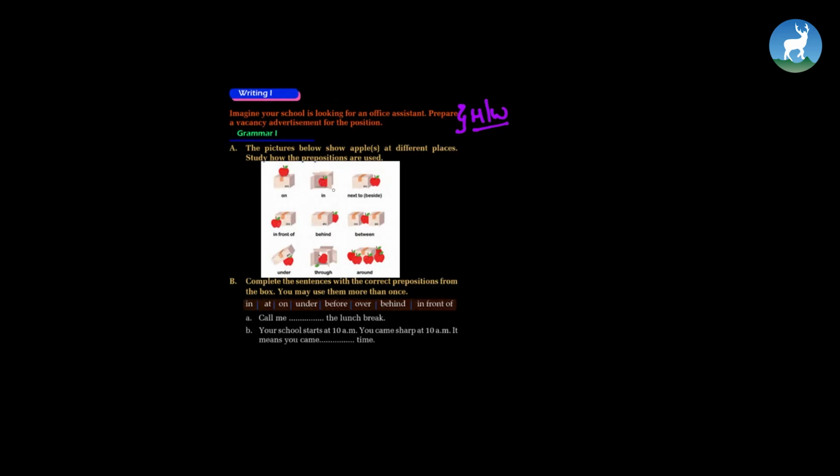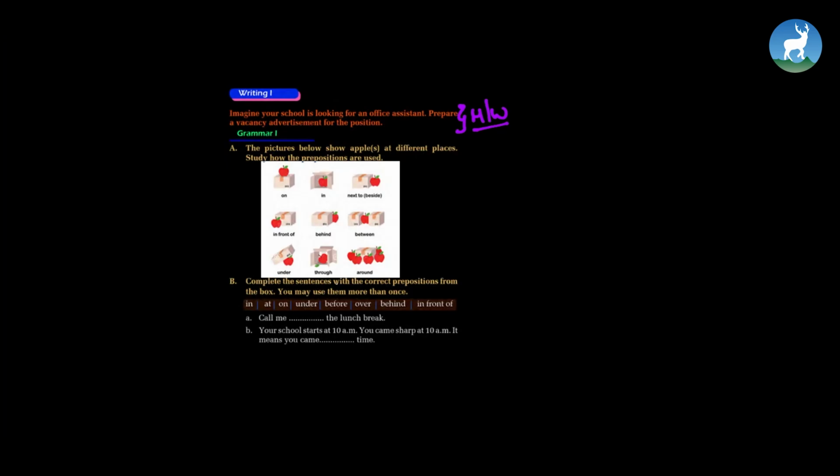Then in the second picture, we can see that the apple is in the box. Next is the apple is beside the box. Now the apple is in front of the box. Now the apple is hiding behind the box. Now the apple is between two boxes. Here the apple is under the box. Here, since the box is open from both the sides, the apple is through the box. Now you can see that there are many apples surrounding the box. So we can say that the apples are around the box.